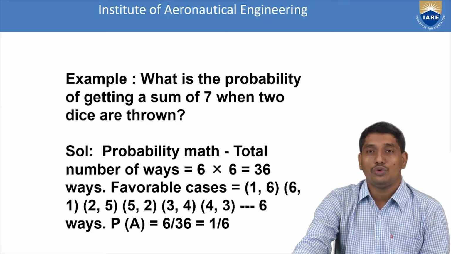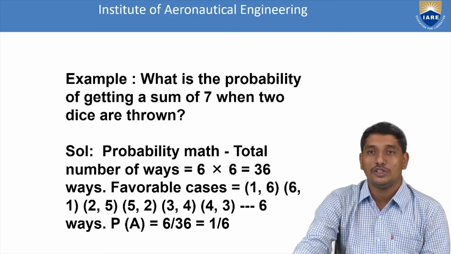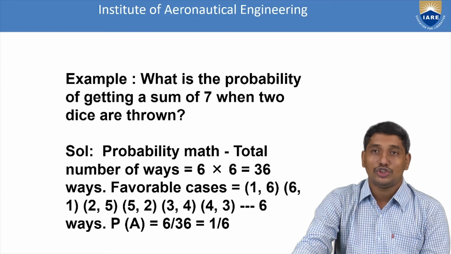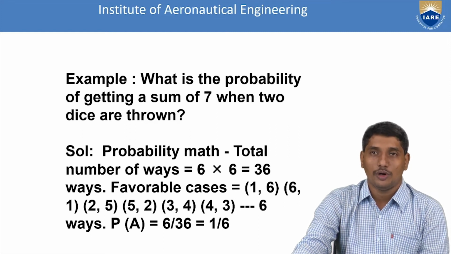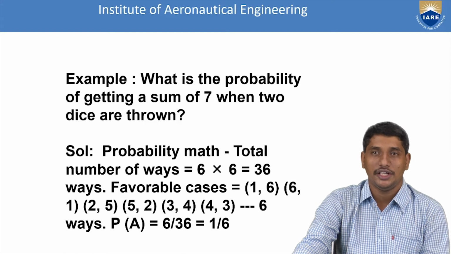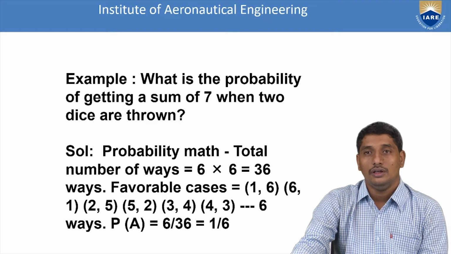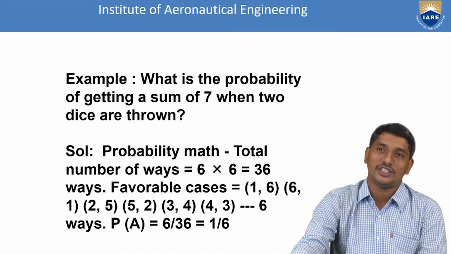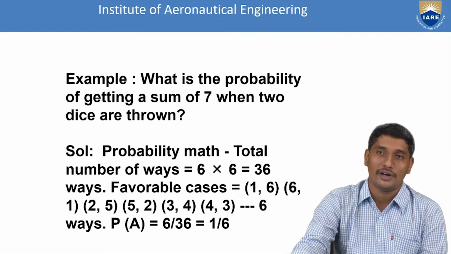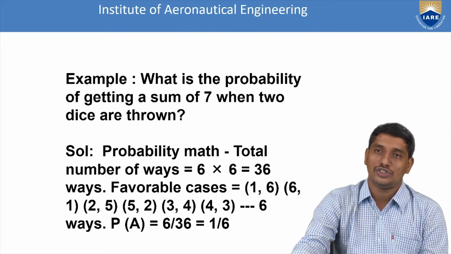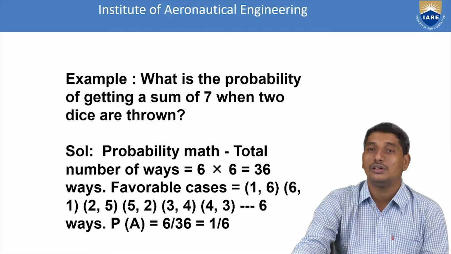If you toss a coin, the possibilities are only head and tail. That is two possibilities. If you toss two coins at a time, the possibilities are head head, head tail, tail head, and tail tail. That is four possibilities, that is two square. If you toss three coins at a time, the possibilities will be two cube. So in general, if you toss n coins at a time, the possibilities will be 2 power n.